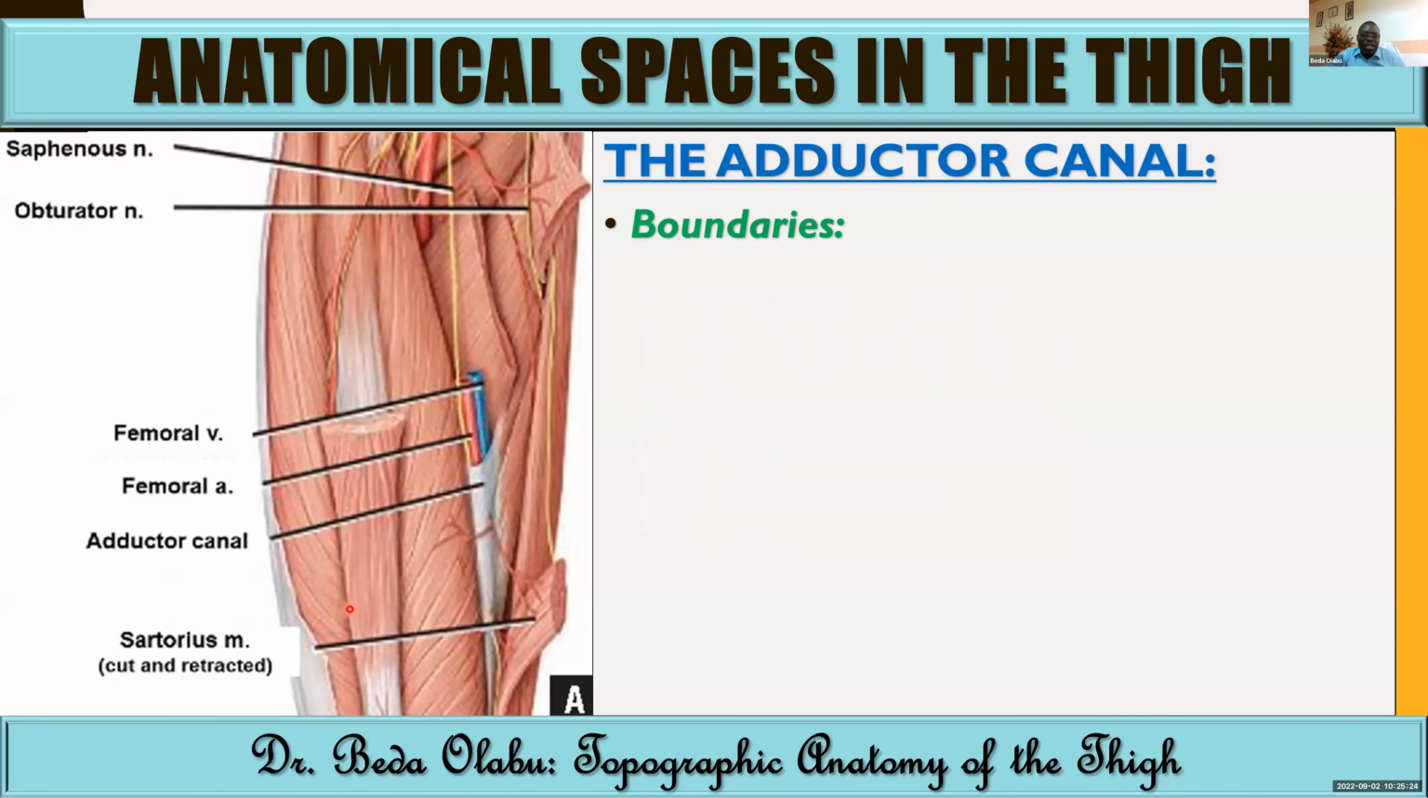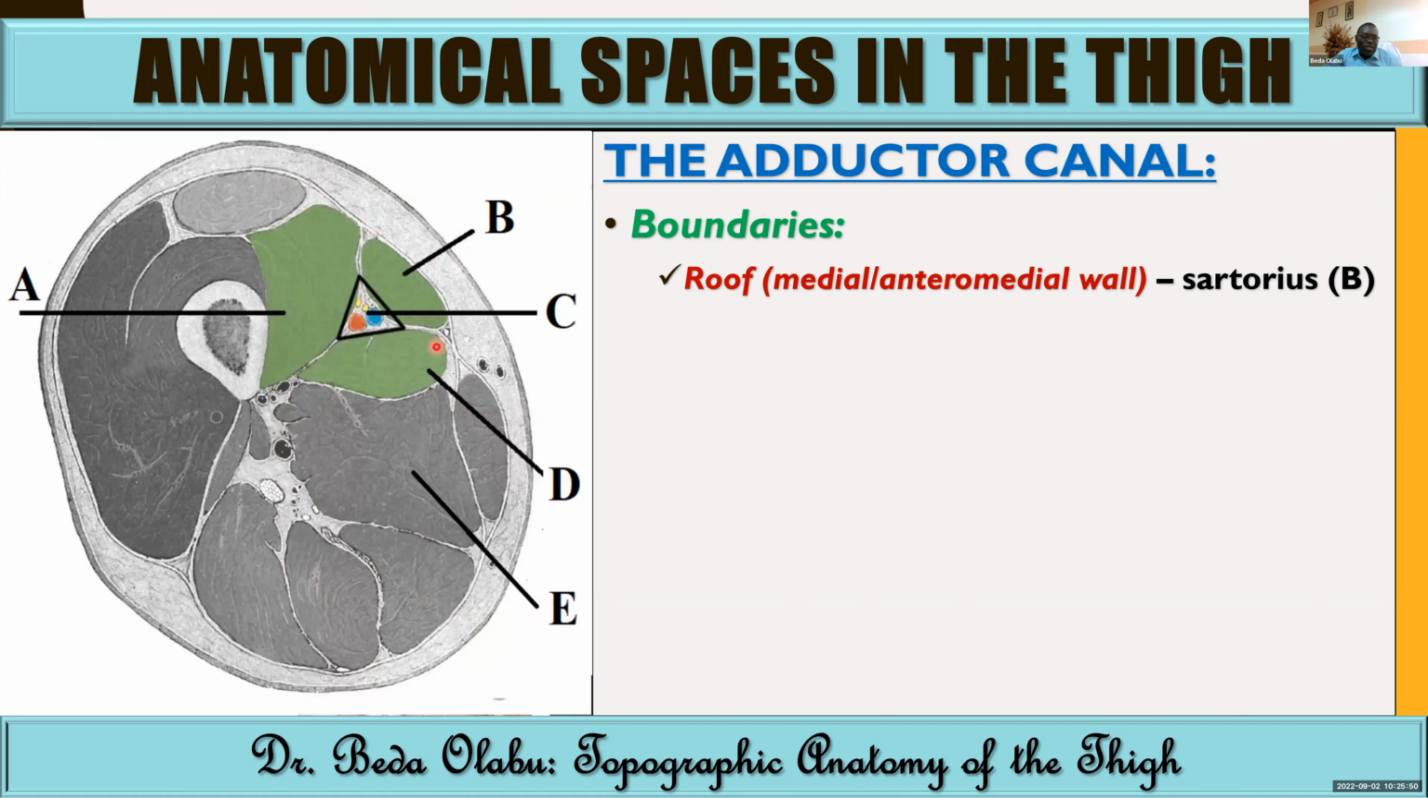What are the boundaries of the canal? For us to understand the boundaries well, it will be important to understand that it's just below the sartorius muscle. So that sartorius muscle usually forms the roof of the canal, or if you look at it in cross-section, then it forms the medial wall or the anteromedial wall. This is the sartorius muscle, but let me give you a cross-section so that you can see. So this is a cross-section through the thigh. That is the adductor canal, the space we are concerned about. So the muscle labelled B there is the sartorius muscle.